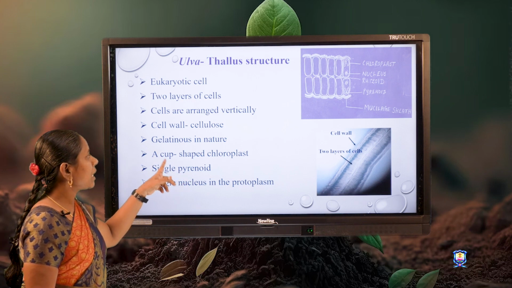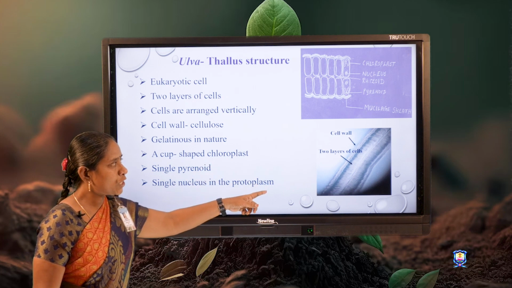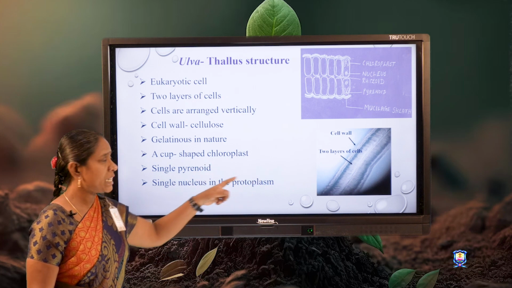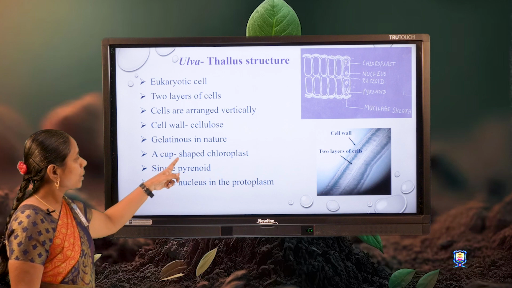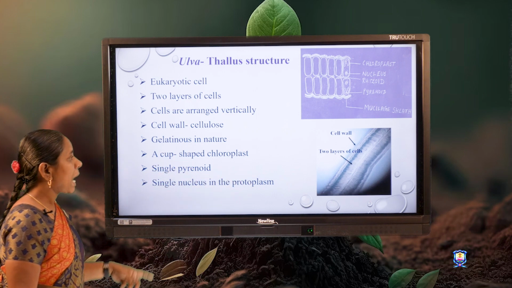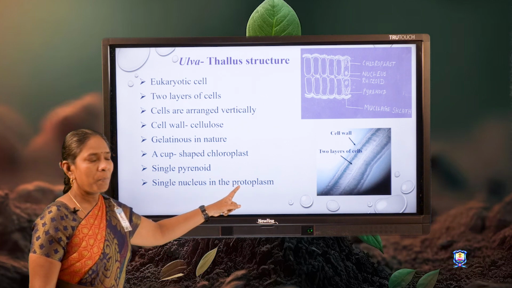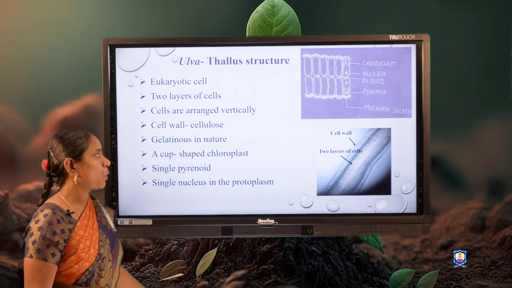And each cell consists of a cup-shaped chloroplast, and because of the presence of chloroplast, it is green in color, and a single pyrenoid is present in the chloroplast, and each cell also consists of a single nucleus, which is found in the protoplasm.